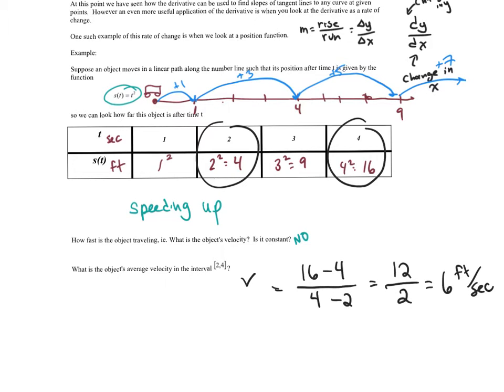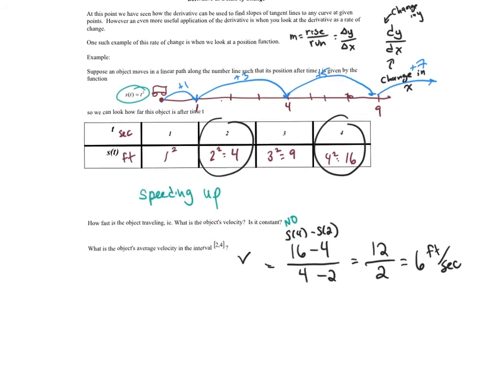If you think about what we really just did, this is essentially s of 4 minus s of 2, divided by 4 minus 2. So this is the average velocity in an interval.